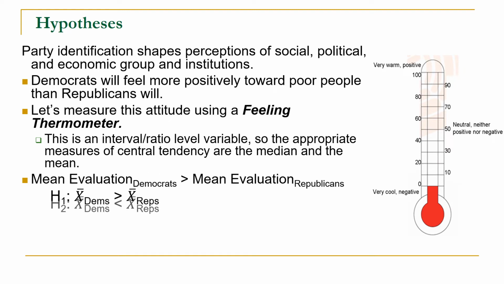So we then end up with these three very brief math sentences in which the mean of Democrats is greater than the mean of Republicans, the mean of Democrats is less than the mean of Republicans, or the mean of Democrats will be equal to the mean of Republicans. That's our null hypothesis.